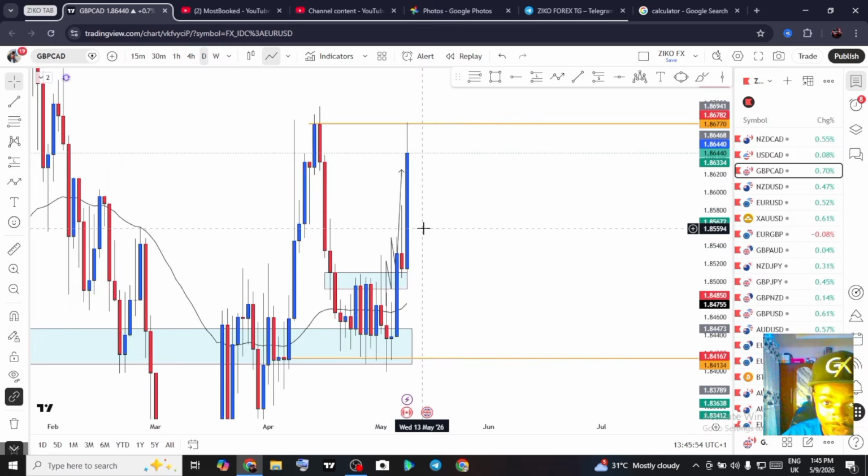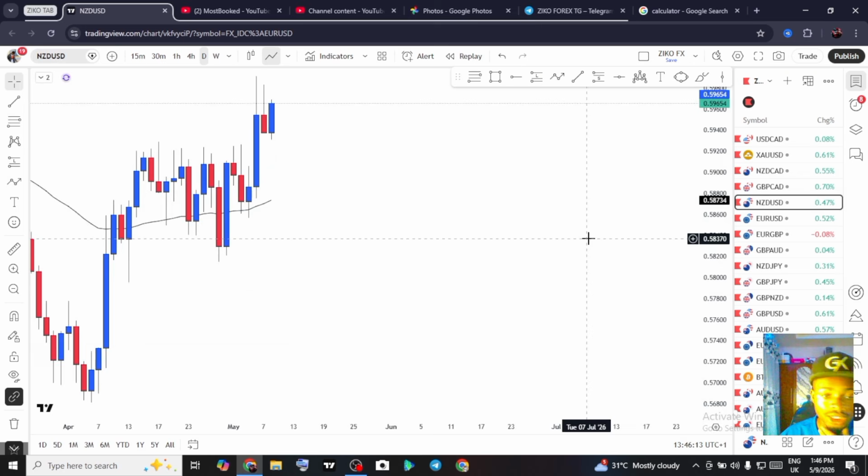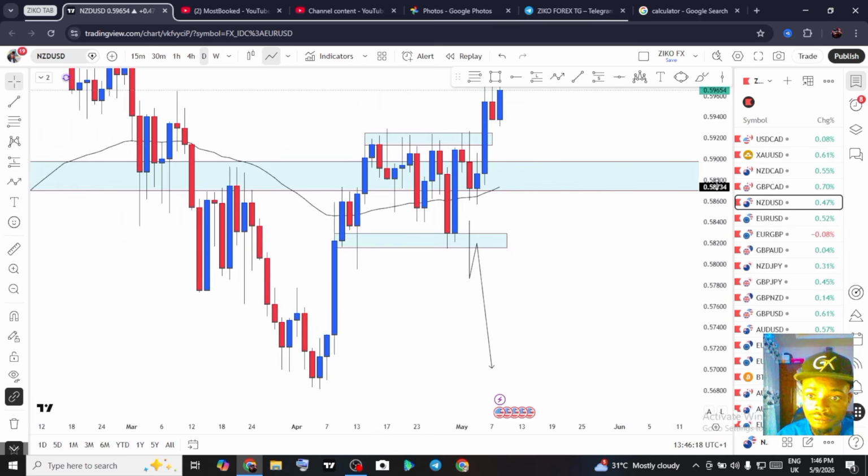So if you go over to the daily time frame, you can clearly see that that is just the daily structural high. So that is the final take profit, right? Simple and short. But for now, we don't really have any entries on this market, so we'll be moving over to the next pair. NZD USD daily time frame.